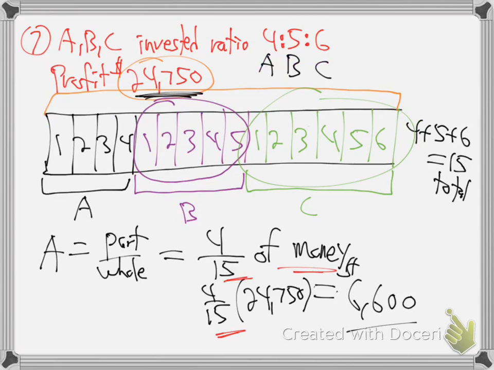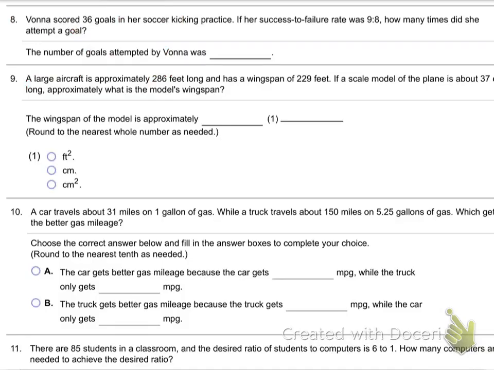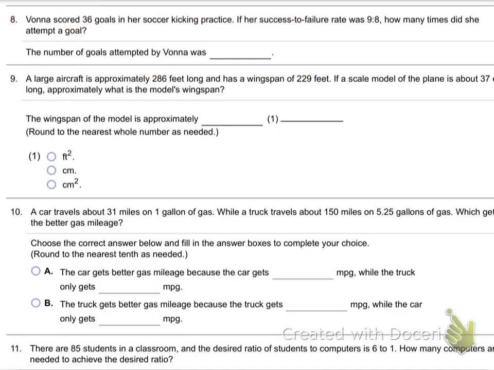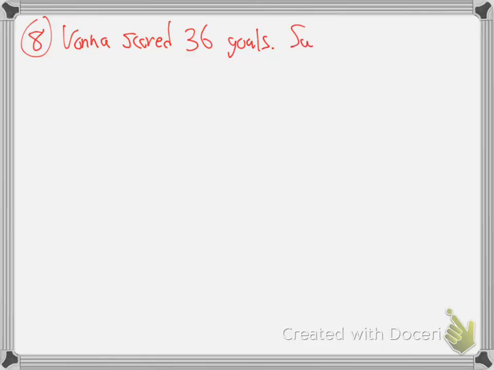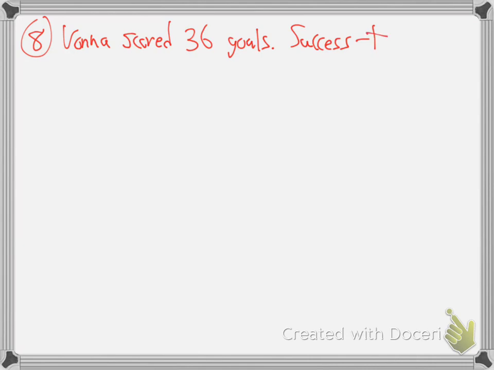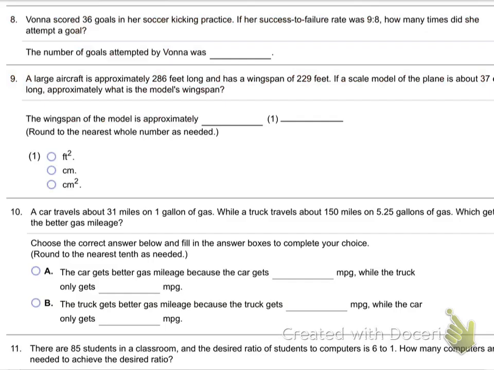So you can just lay out a fraction bar. So number 8 here. Vonna, what did Vonna do? 36 goals. Scored 36 goals in her practice thing. Okay. Her success to failure rate was 9 to 8. How'd they write that? Success to failure. Success to failure rate was 9:8.